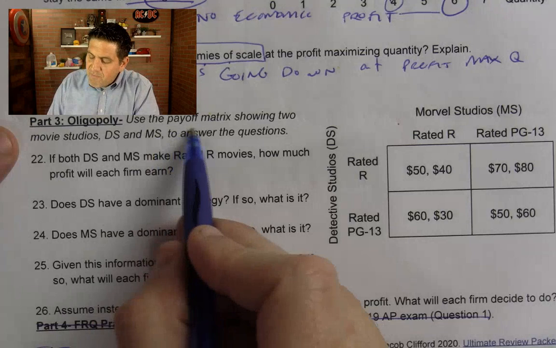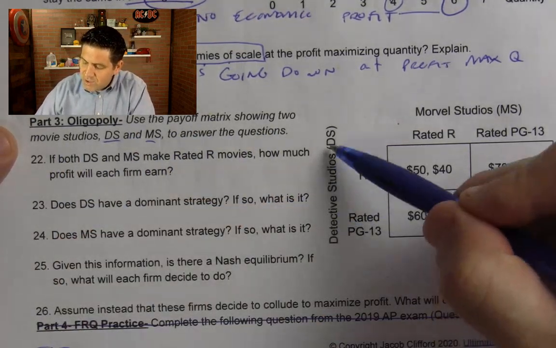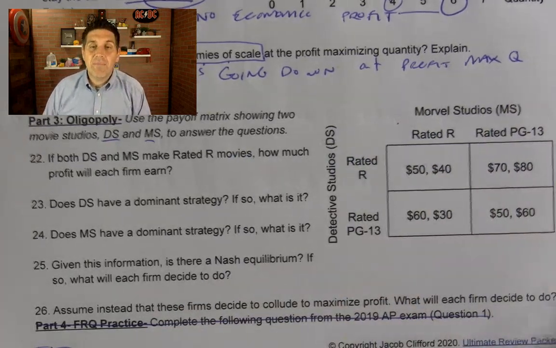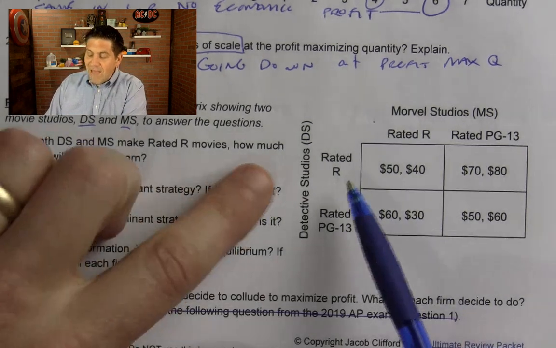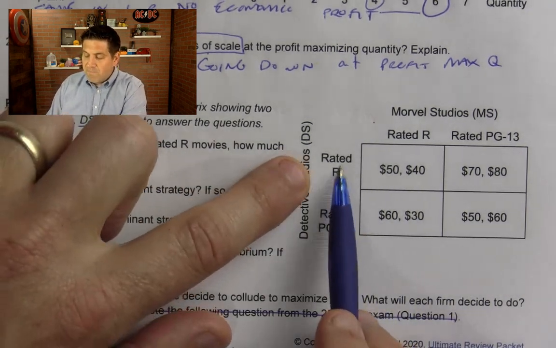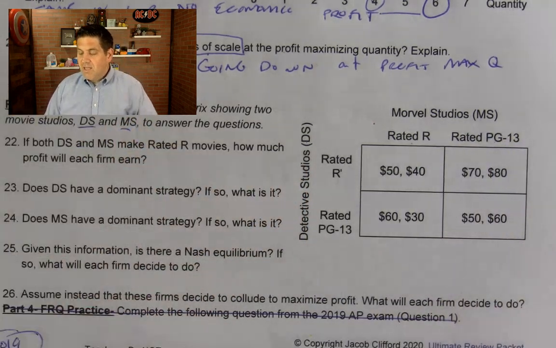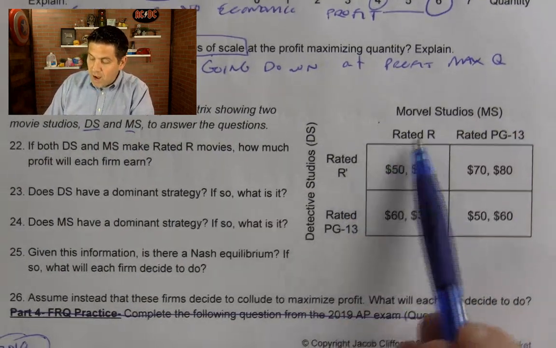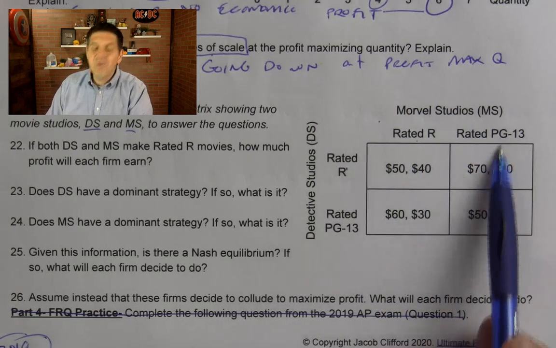Okay, use the payoff matrix to show 2 movie studios, DS and MS, which stands for Detective Studios and Marvel Studios, to answer the questions. So basically, just understand the idea of game theory and oligopolies. There's 2 firms, and if there's only 2 firms competing, then that's an oligopoly. And they have a choice to make. They can make rated R movies for the summer, or they can make rated PG-13 movies in the summer. So now these are the different choices they can make, and there's 4 outcomes. They can both do rated R, they can both do PG-13, one can do rated R and one PG-13, and vice versa. You get the idea, you've seen this before.